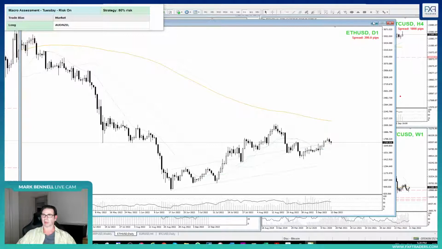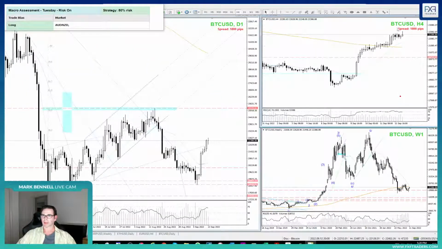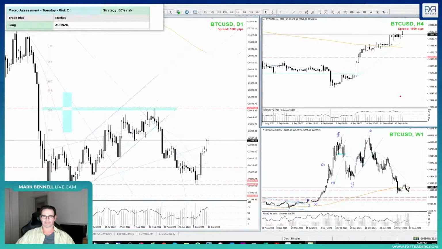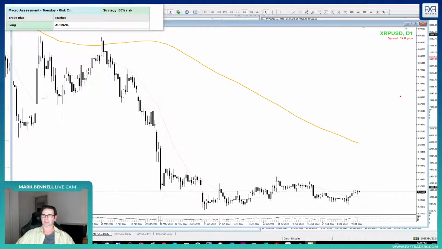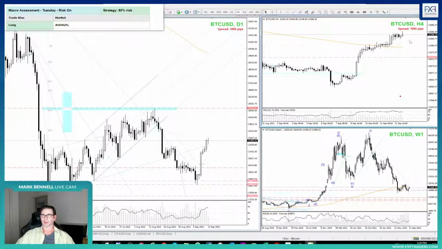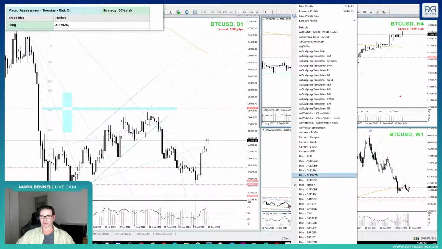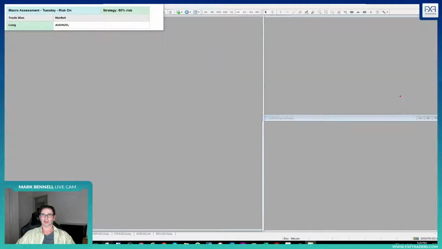Ethereum just going nowhere. Now could this be US dollar weakness? Could be. Litecoin going nowhere as well. Ripple, very similar, just hammering out this base. So really Bitcoin's the only one. All right, so what is it that I'm actually seeing? So Tuesday, risk on.